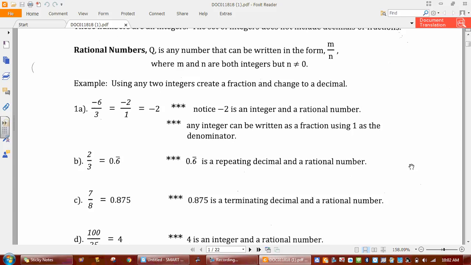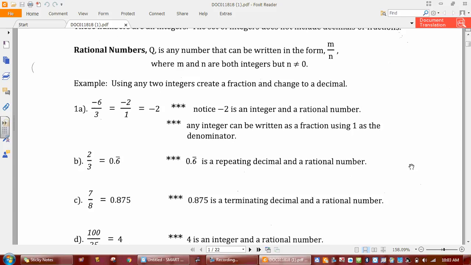Rational numbers, they always write it this way: they can be in the form of m over n or a over b. All it means is they can be put into fractions. That's the biggest difference between a rational number and an irrational number. Irrational numbers cannot be put into fractions because they're run-on decimals. Run-on decimals will not create a fraction. Repeating decimals and terminating decimals can be put into fractions, so any number can be put into a fraction except for the run-on decimals.